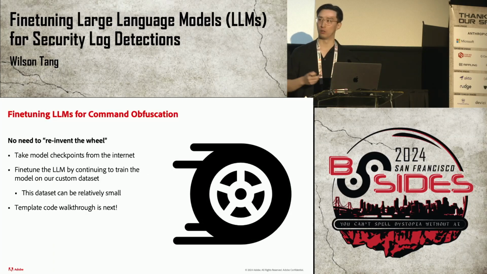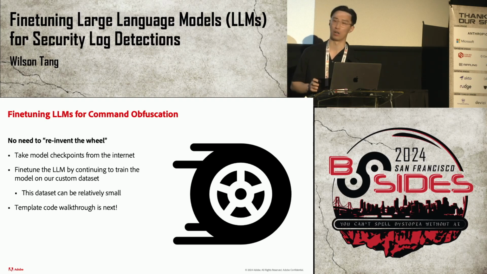So where I'm trying to get to with why we're going for this fine-tuning approach is that there's really no need to quote-unquote reinvent the wheel. It's pretty costly and time-consuming to pre-train these models from scratch. So to simplify this process, we can take the model checkpoints from the internet, and then do this fine-tuning process by continuing to train the model on our own custom data set. This data set can be relatively small because the model's already pre-trained and already understands language. We just need to pass in some smaller data to tweak the parameters in the model to make it work on our data set.